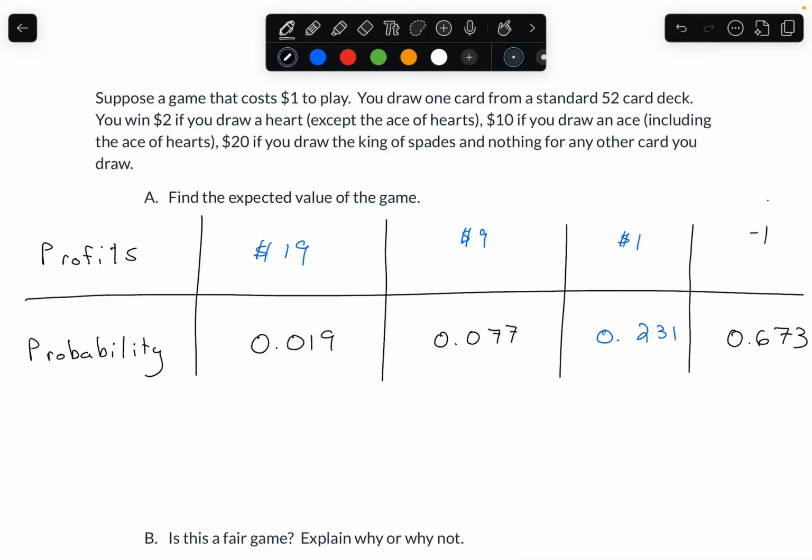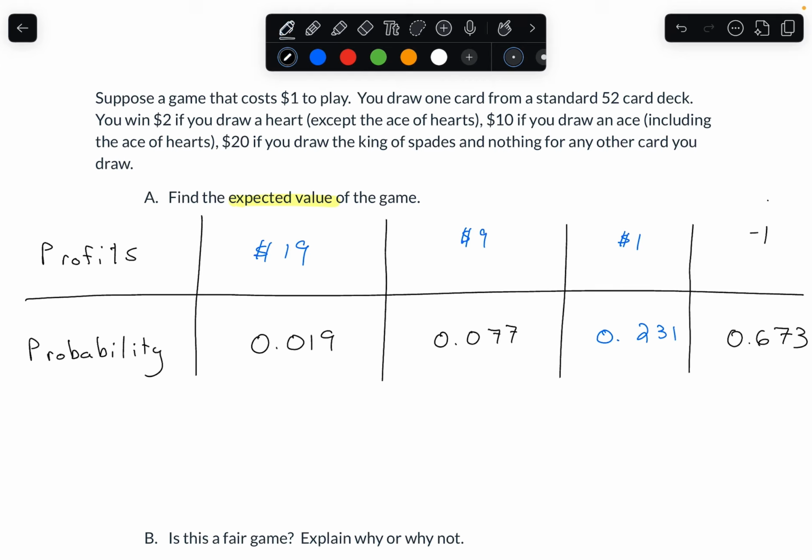We're going to continue working with the same card game that we talked about in the last video. So it costs me $1 to play. We draw one card from a standard 52 card deck, and we can win various amounts of money depending on what it is that we draw. In this video, though, we want to talk about two things. We would like to talk about the expected value of the game and then whether the game is fair or not. So looking at part A, it just says find the expected value of the game.